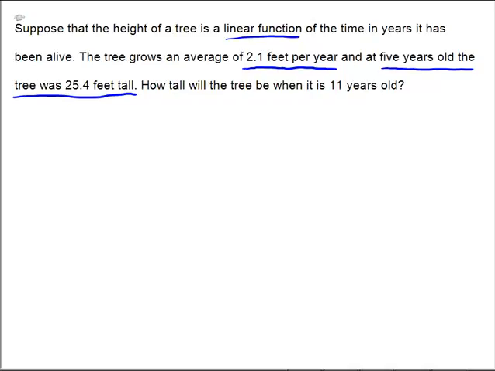Okay, the most straightforward way to set this one up, in my opinion, is that since we know how tall it is at 5 years old, the 5-year-old tree is 25.4, and we know what we're looking for. We're looking for how tall it is when it's 11 years old. Think about how much time will pass from 5 years to 11 years. So if you think about that for a second, can you see why that would be plus 6 years worth of time? Because 11 minus 5 is 6.